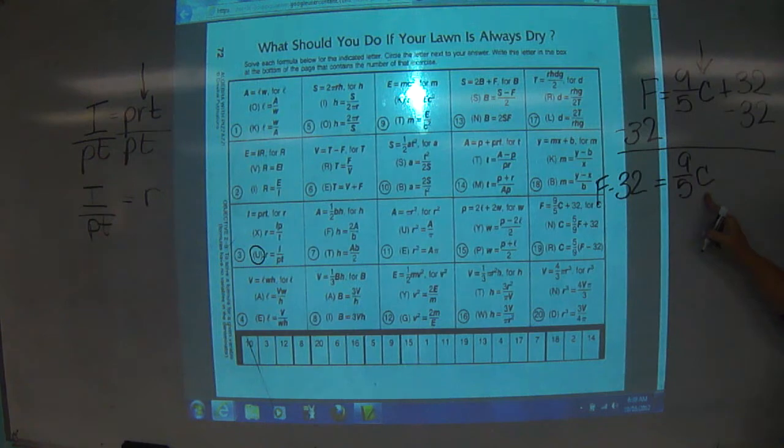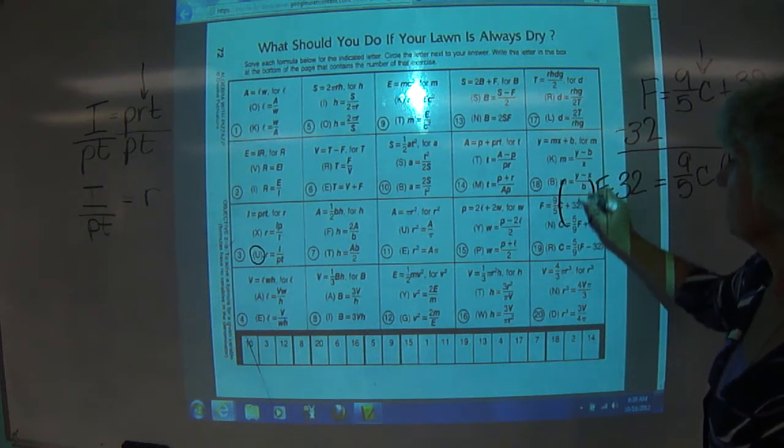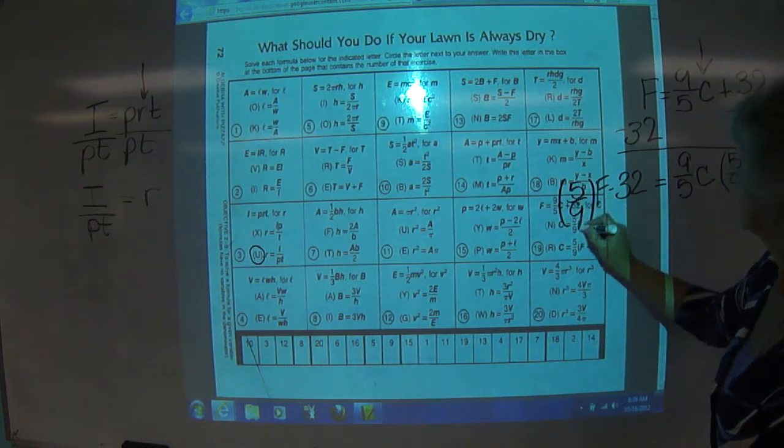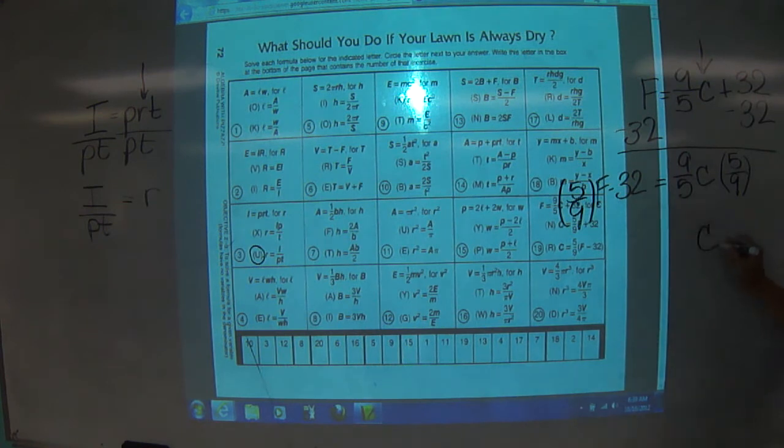So how do we do it when we have a fraction? We flip the card. And what do we do when we flip the card? We're going to multiply by 5/9. So this is going to get multiplied by 5/9.